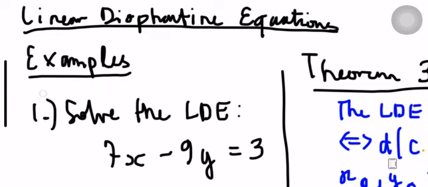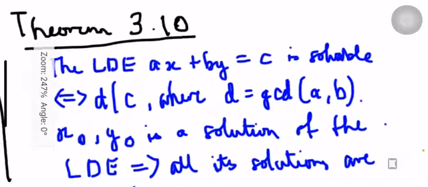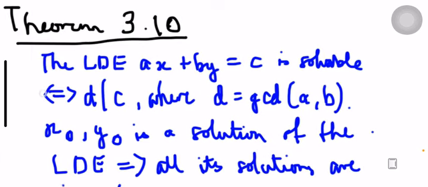First, we need to remember a theorem that will help us in answering this question. Solve the linear Diophantine equation 7x minus 9y equals 3. So we have this theorem 3.10 that we should think about, and we should understand the statement of the theorem. In some books it may be called a different name, but in our book we'll call it theorem 3.10.